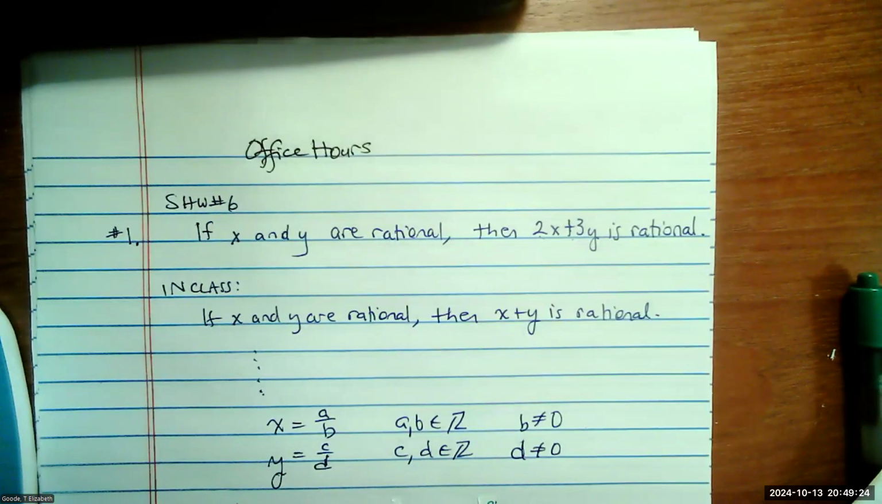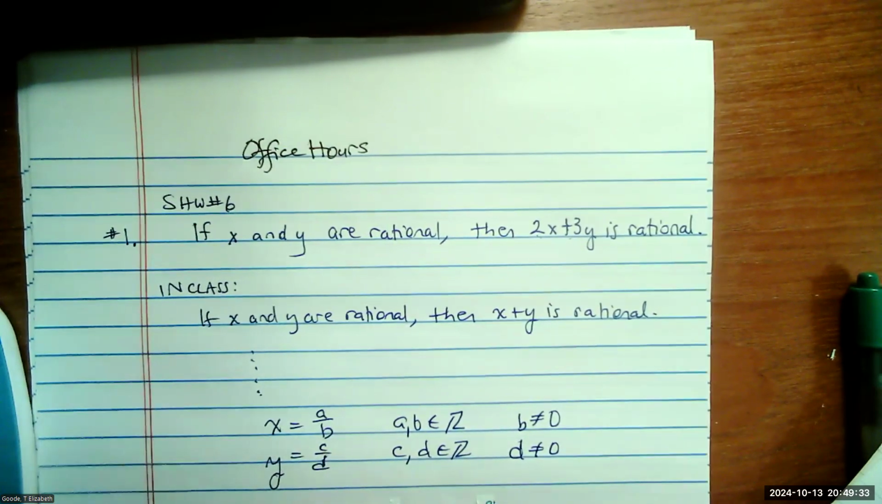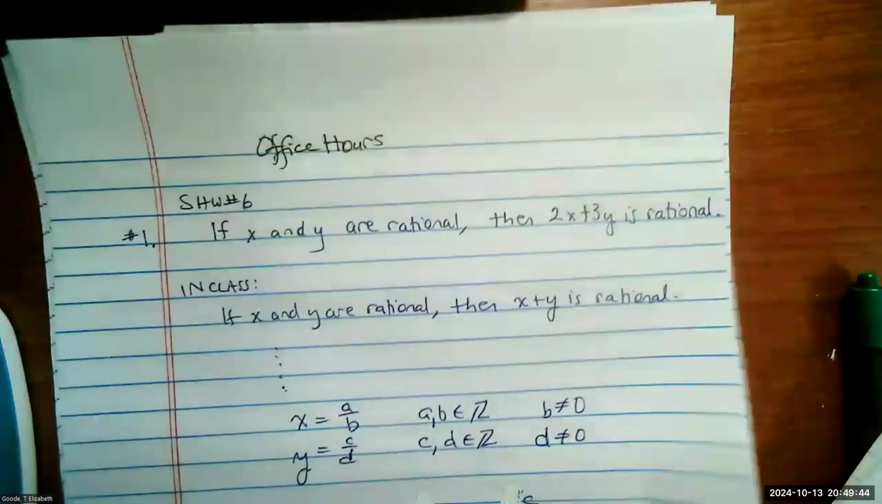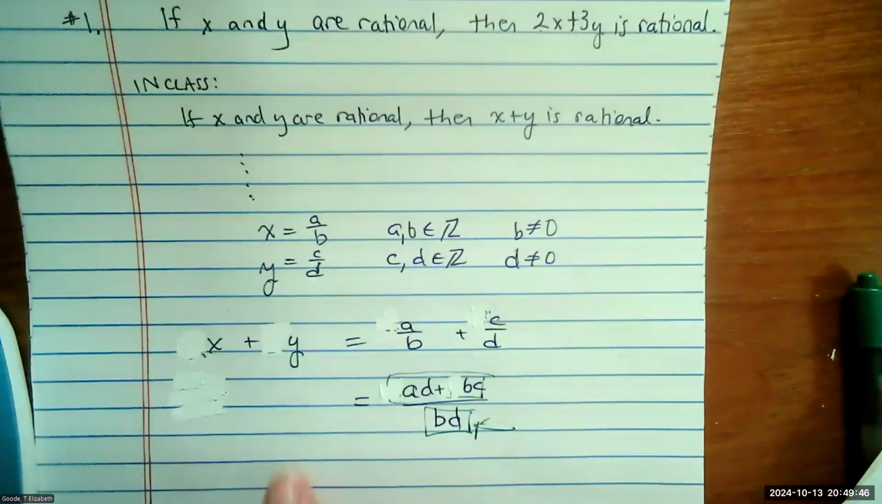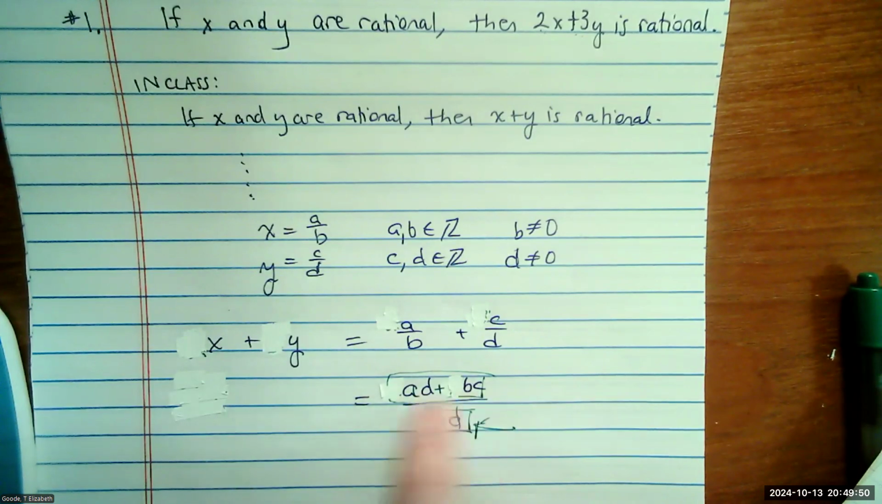Now, what we did in class was, if you look at the notes, we were just proving that X plus Y is rational. So we just looked at X plus Y. I'm going to clean this up so I can show it to you. Okay, so what we did is we say, okay, we're looking at X plus Y. So X plus Y equals A over B plus C over D, and it turned out to equal AD plus BC over BD, remember?